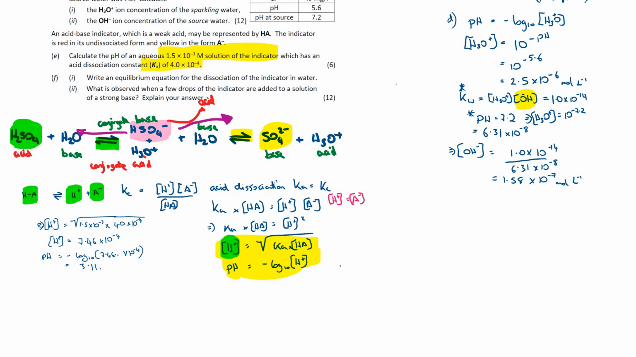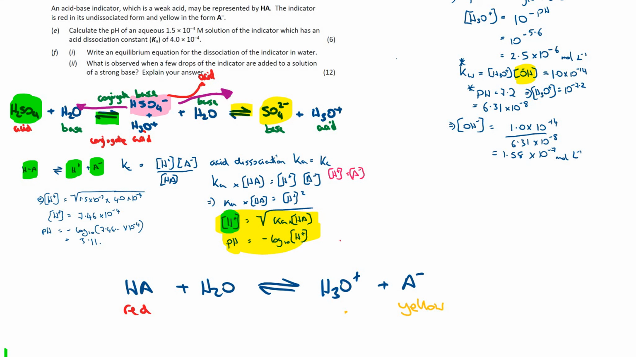Now for F, write an equilibrium equation for the dissociation of the indicator in water. So if your indicator is HA and you're dissociating in water, you're forming H3O plus as usual plus A minus. So it's the same equation I wrote at the very start of the video. What is observed when a few drops of the indicator are added to a solution of the strong base? Explain your answer. We're told that it's red in undissociated form and it is yellow in this form.